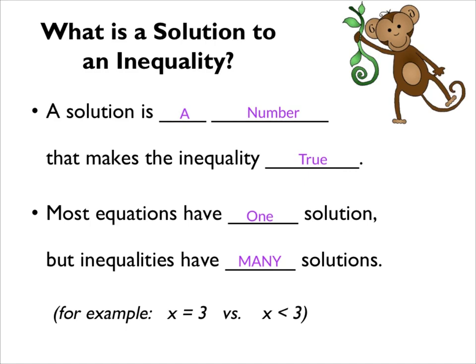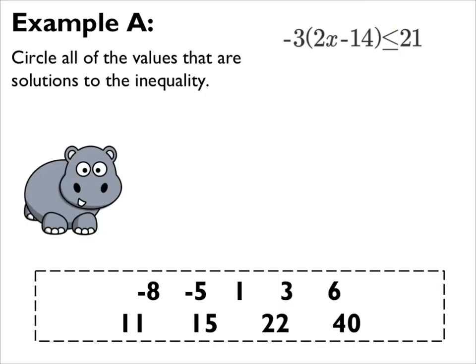Now let's take a look at example A. It says circle all the values that are solutions to the inequality. The first thing we need to do is solve our inequality. We're going to draw a wall down from our inequality symbol. Then we need to distribute our negative 3 to our 2x and our negative 3 to negative 14. Negative 3 times 2x is negative 6x. Negative 3 times negative 14 gives me a positive 42. Then we bring down our sign and our 21, because we haven't done anything with those.